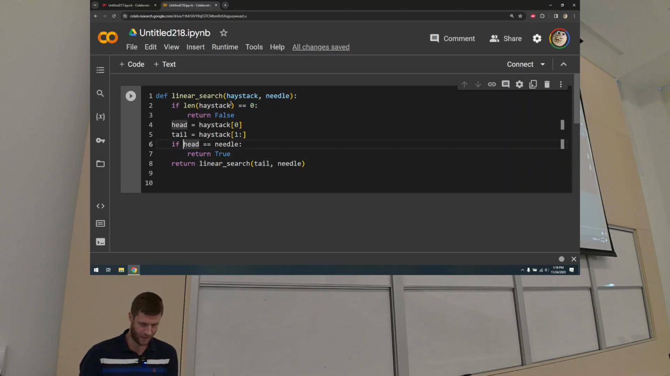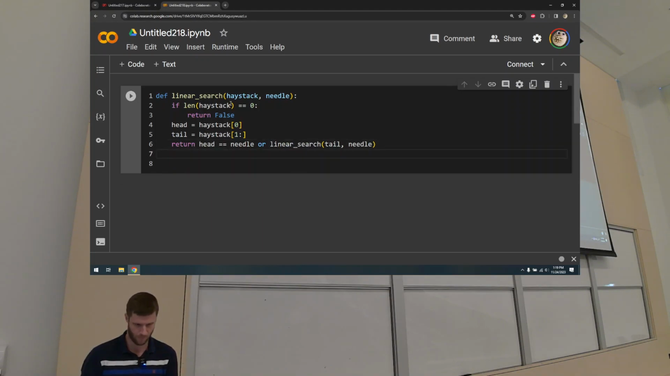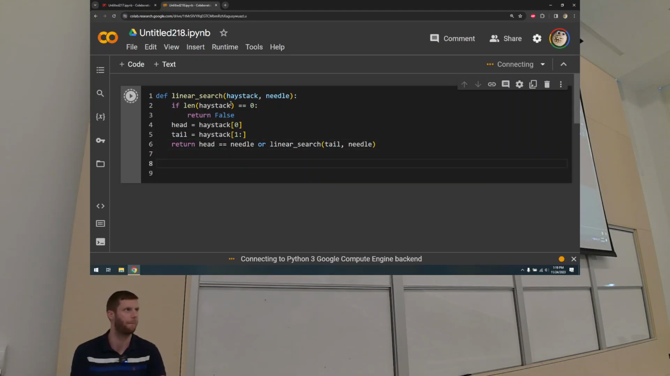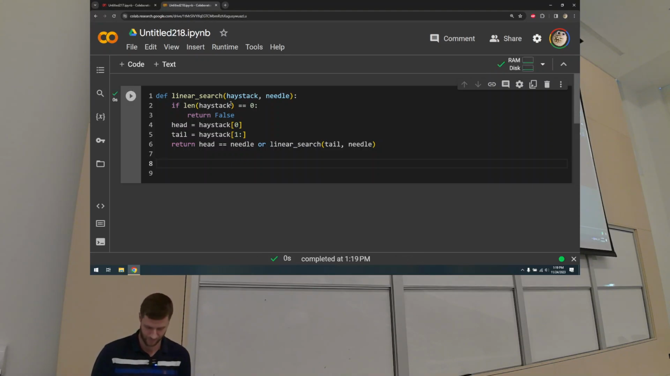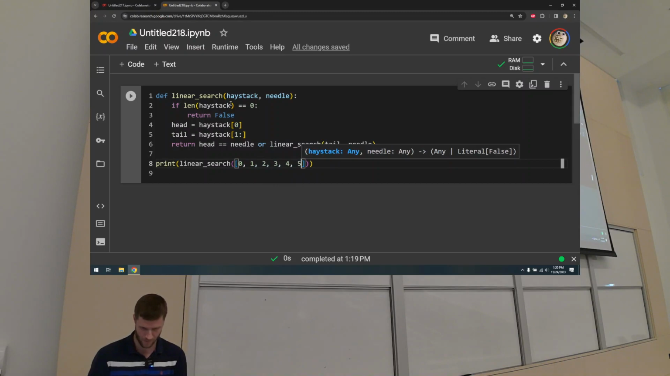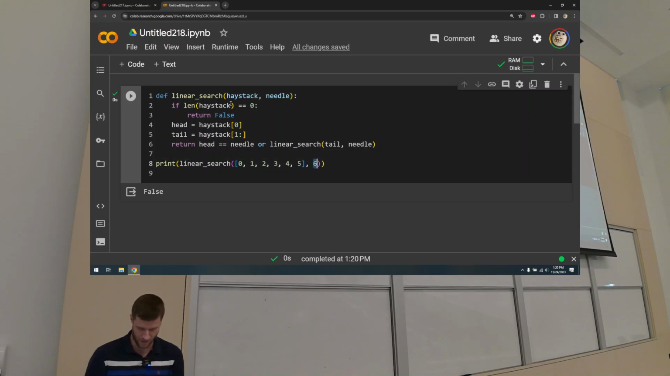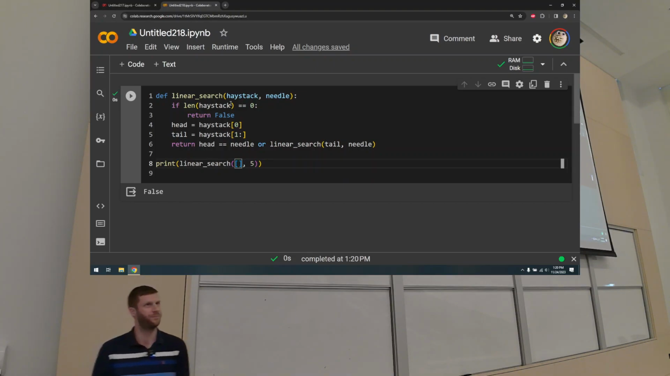In fact, I can actually simplify it. Return. There. That's the same algorithm there. So let's say we say linear search. False. It's not there. Is 0 there? Yeah. Is 5 there? Yeah. What about an empty list? Yeah. It works.